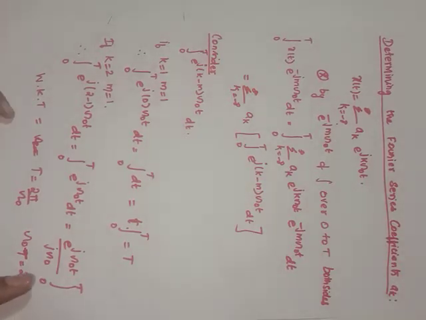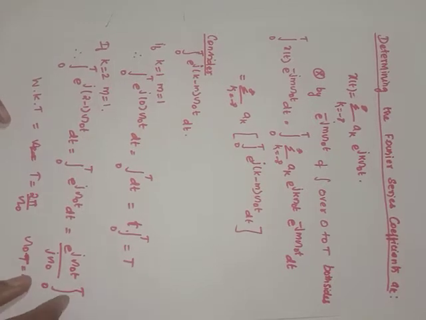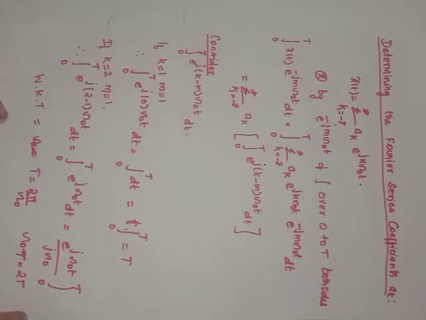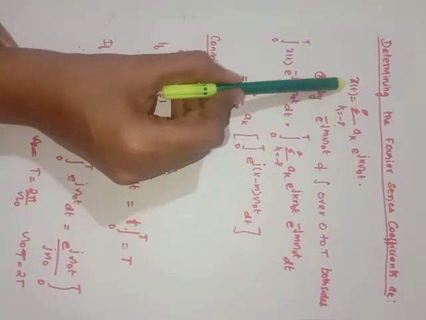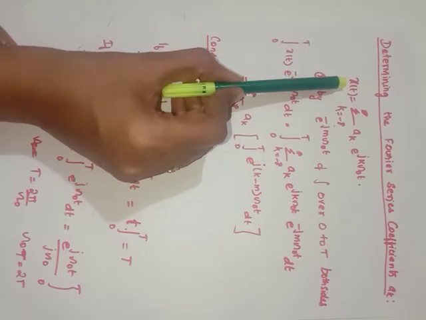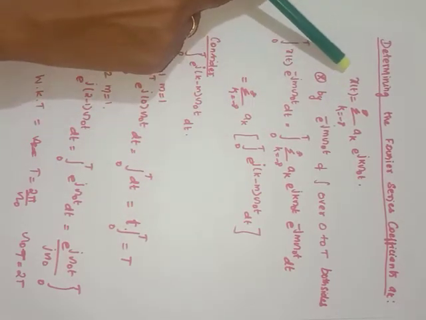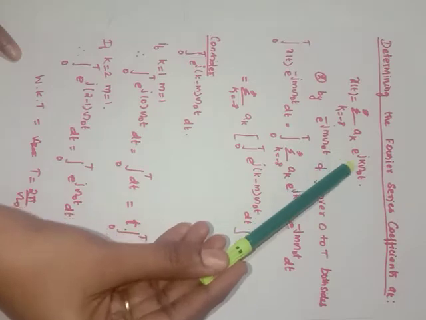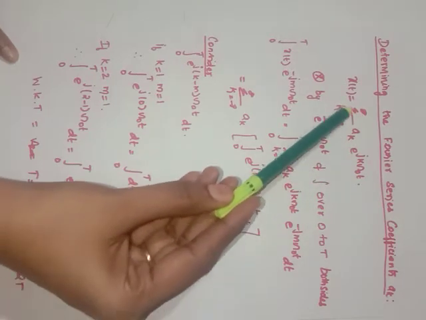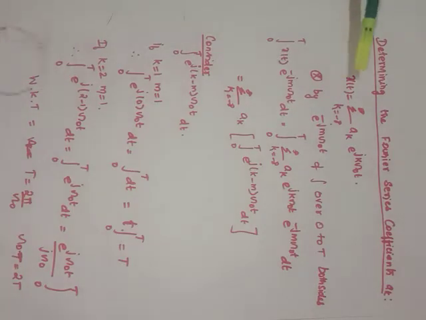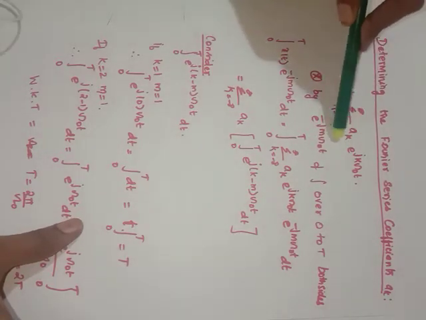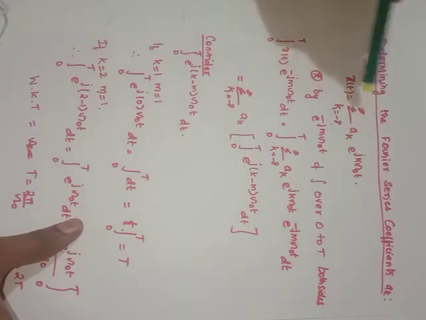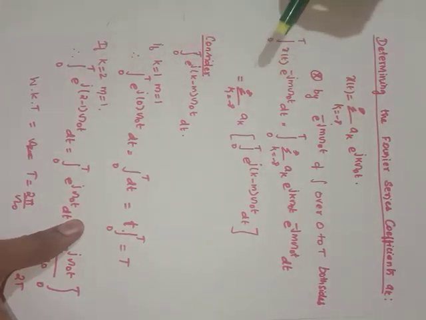For that purpose we are going to derive a relation, and from that relation we are going to determine the Fourier series coefficient. Consider the equation we have discussed: any signal x of t can be represented in terms of the exponential Fourier series, summation k equal to minus infinity to infinity ak e power j k omega naught t. Now we are going to find this coefficient ak, and for that we are going to do some derivations.